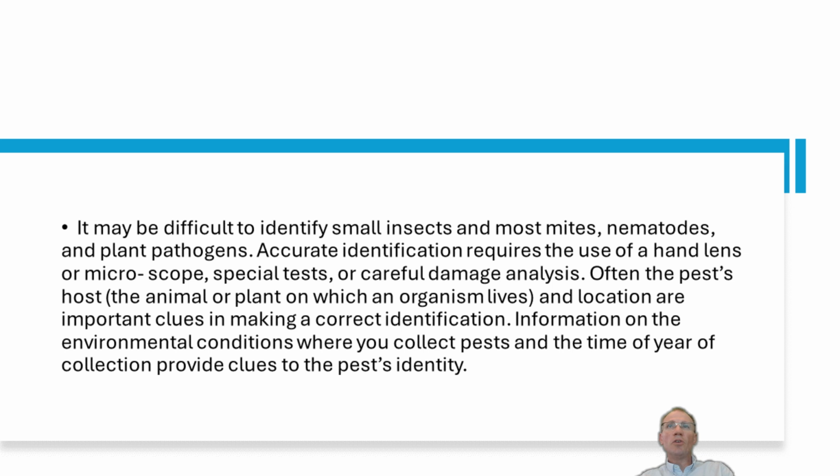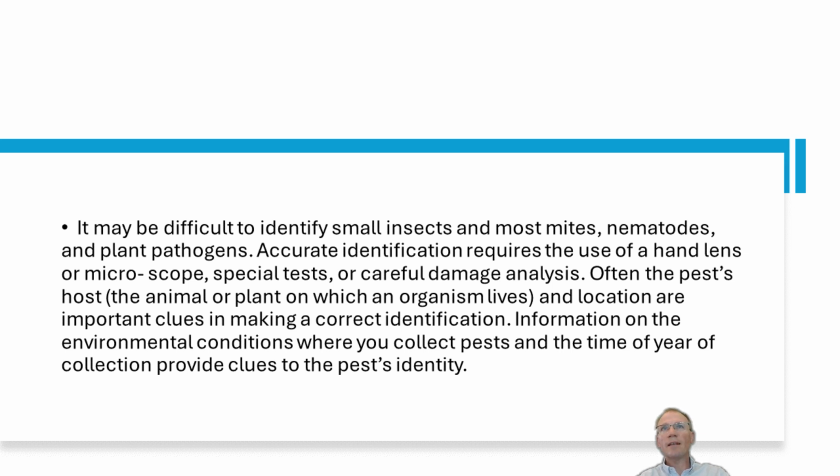It may be difficult to identify small insects and most mites, nematodes, and plant pathogens. Accurate identification requires the use of a hand lens or microscope, special tests, or careful damage analysis. Often the pest host, the animal or plant on which an organism lives, and location are important clues in making a correct identification. There's a couple great takeaways on this slide.